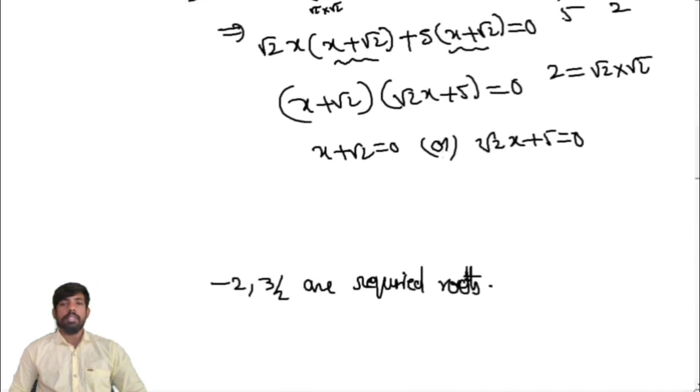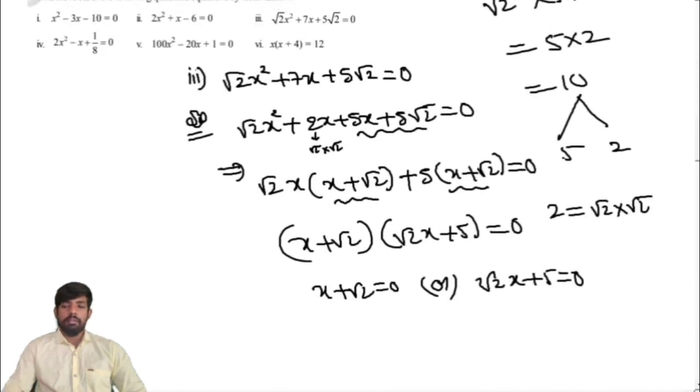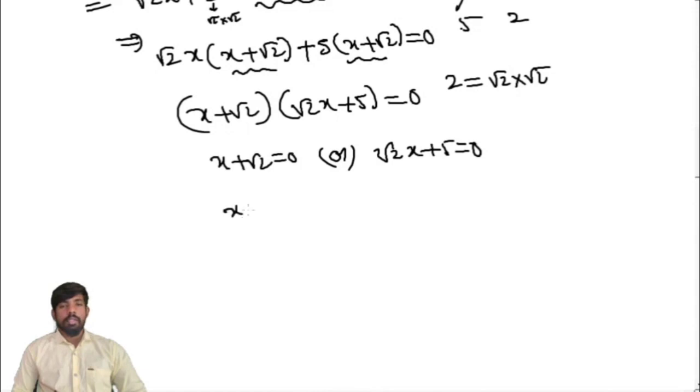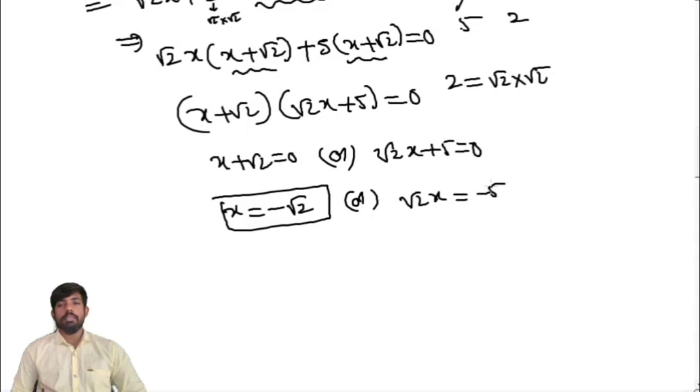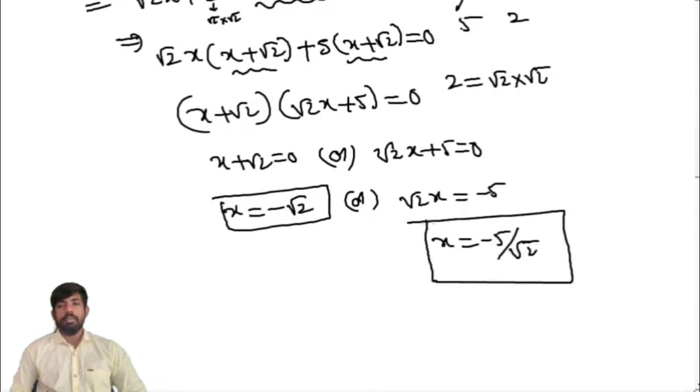So from here we can say x is equal to root, send it to the right hand side, minus root 2. This is one root. Next, send plus 5 to the right hand side: root 2 into x is equal to minus 5. Root 2, send it to the right hand side, it will come divide, x is minus 5 by root 2. Therefore this is one more root.